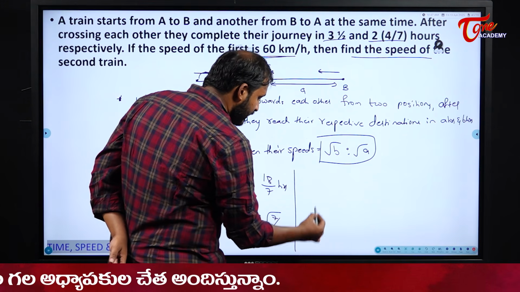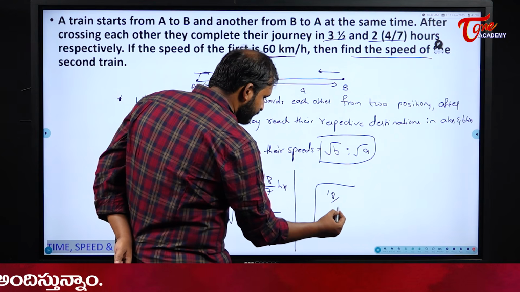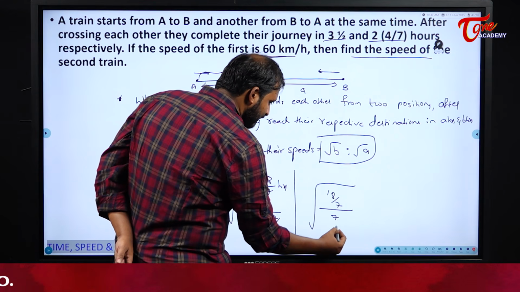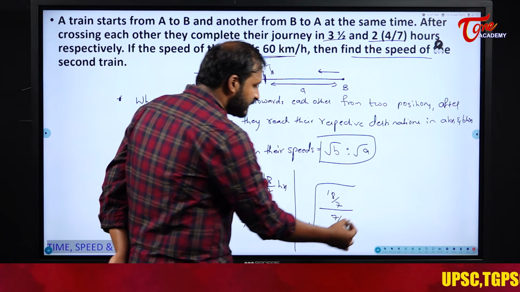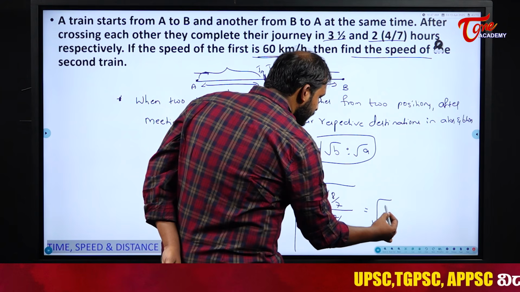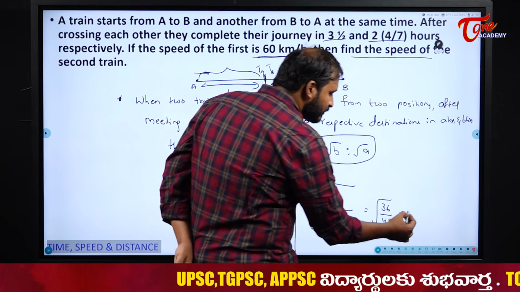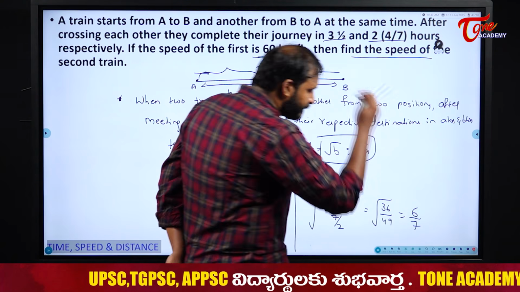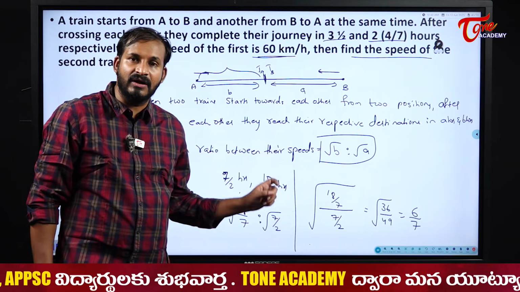But what happens to this one? See here, when I write everything under the root, it becomes 18 by 7 whole by 7 by 2, which in turn becomes root over 36 by 49. That means now it will become 6 by 7. So their speeds ratio is 6:7.